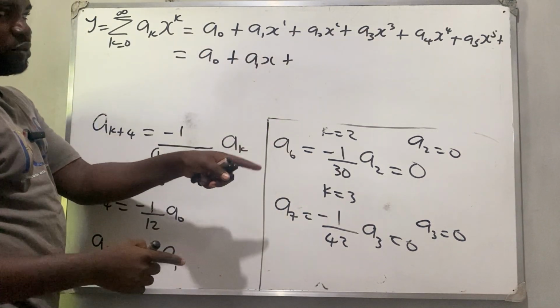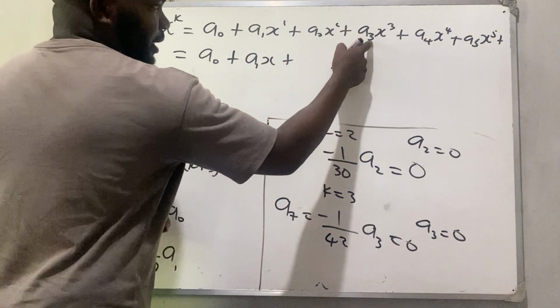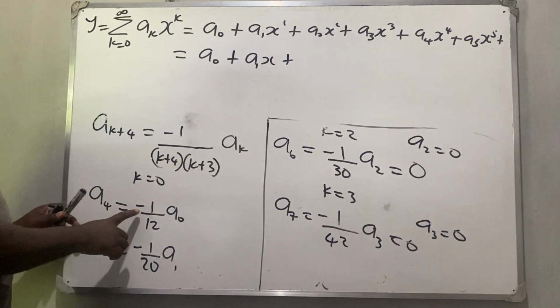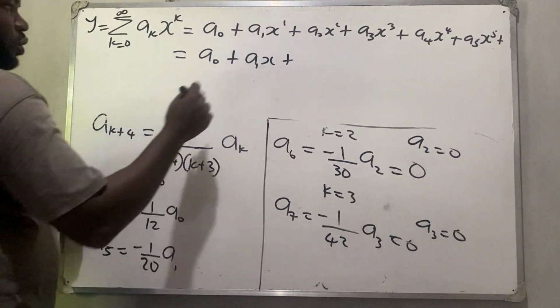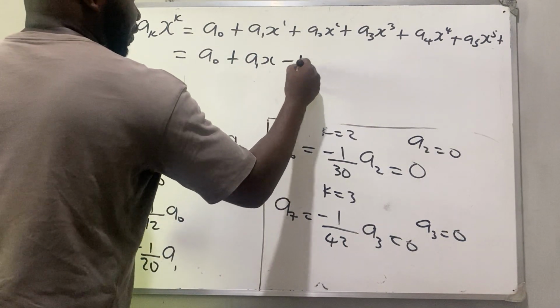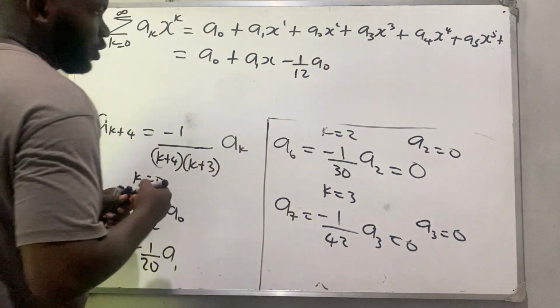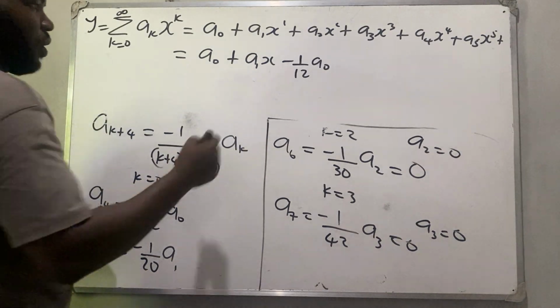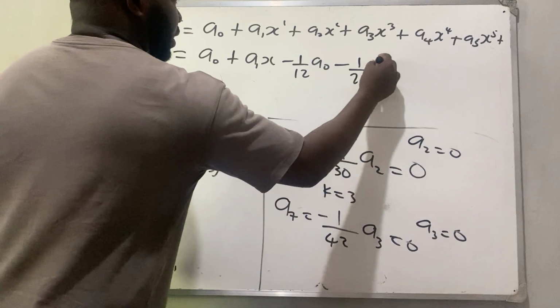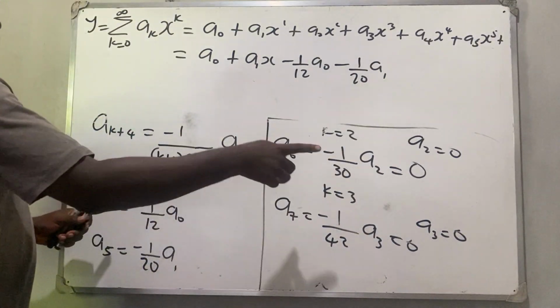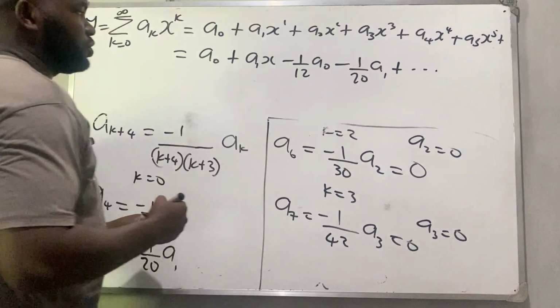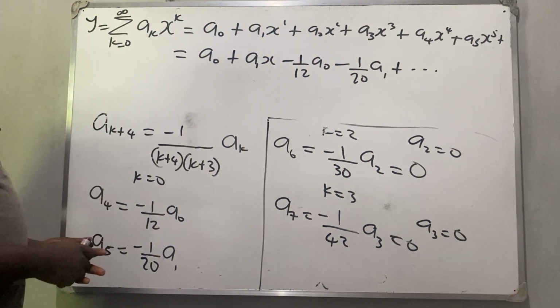We couldn't get a2, so that one is 0. We couldn't get a3, that one is 0. So a4, what is our a4? a4 is equal to minus 1 over 12 a0. So we now put minus 1 over 12 a0. So what of a5? a5 is minus 1 over 20 a1. What of a6? a6 is 0. a7 is 0. So we can just put plus dot dot dot. It continues in that manner. So this is the solution to this.